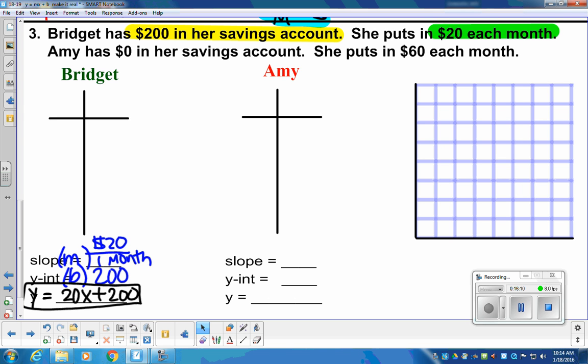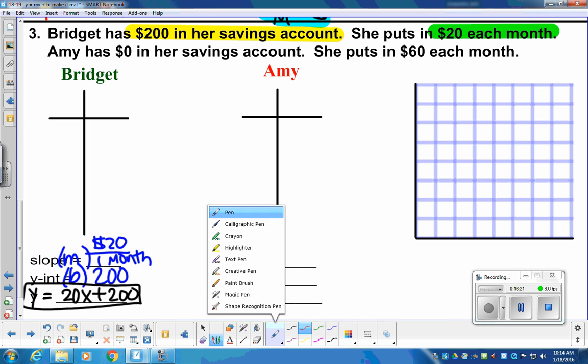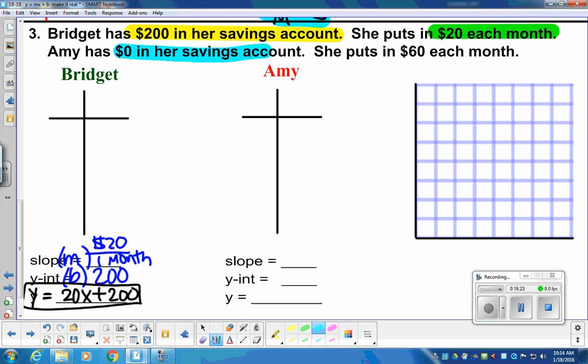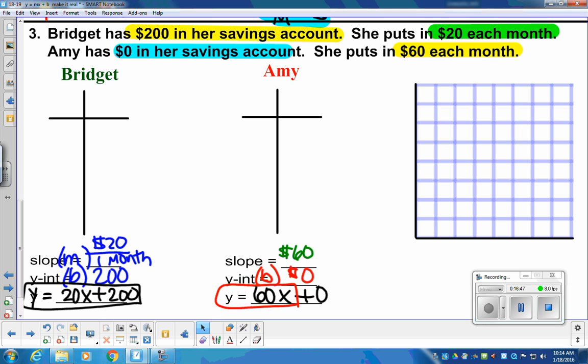All right, so then we're going to take a look at Amy next. So if we look at Amy, it looks like Amy starts with $0 in her savings account. Amy has 0. She puts in $60 each month. Amy's beginning amount this time is 0. She doesn't have anything to start with, but she's putting in more money per month, $60 each month. Her equation then is y equals 60x plus 0. Now we really only would need this, y equals 60x.